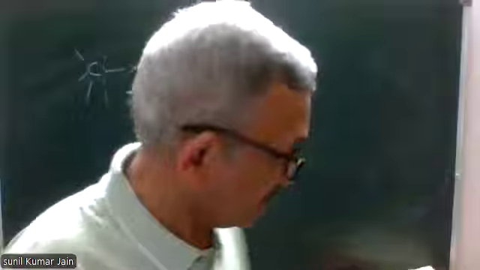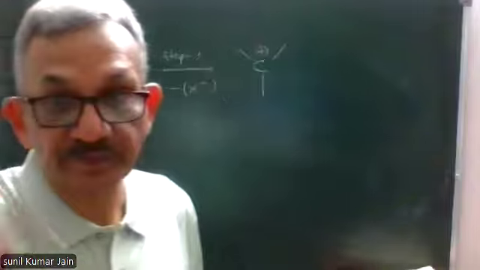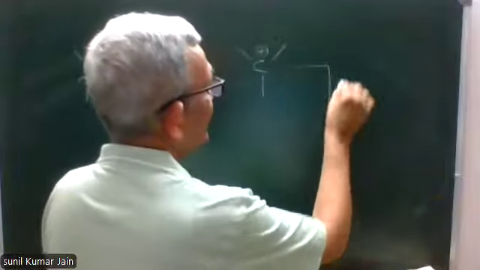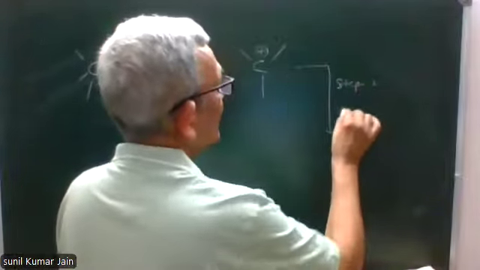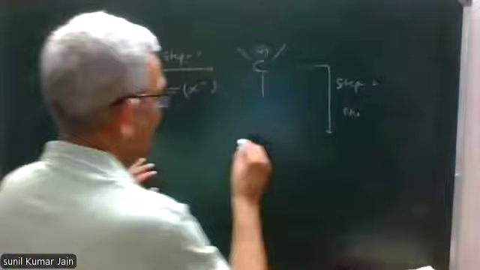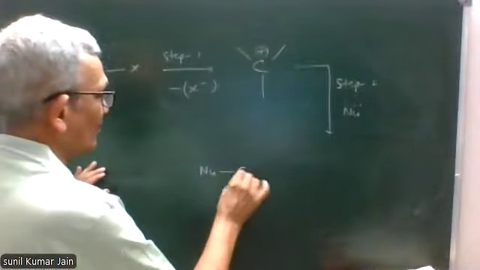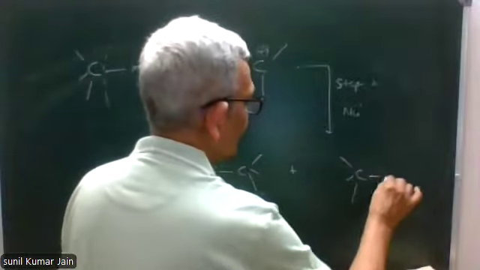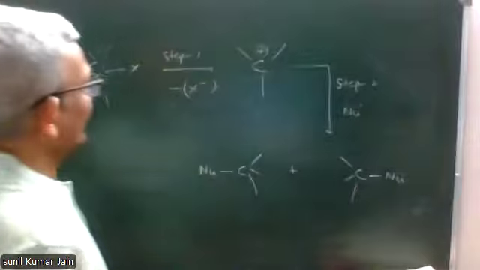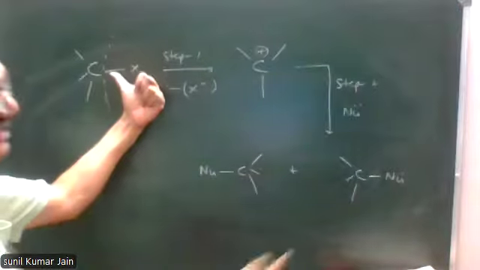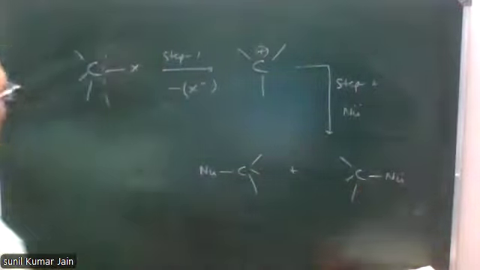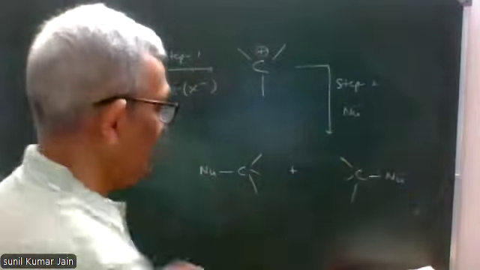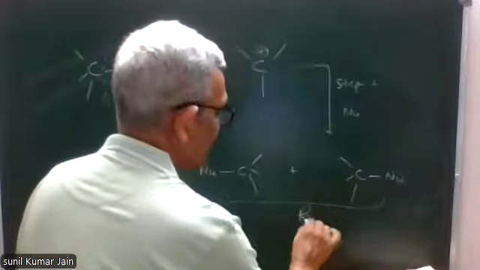Now, let me represent this racemization. In the second step, the nucleophile attacks. If the nucleophile attacks from this side, we get this product. If the nucleophile attacks from this side, we get this product. Chemically, this is the same, and we call it a racemic mixture.